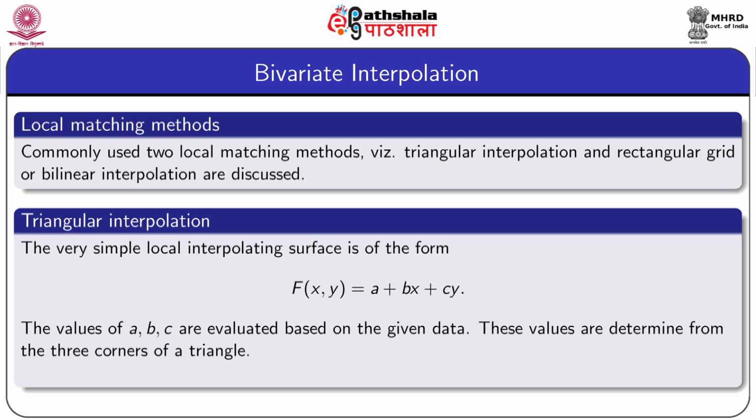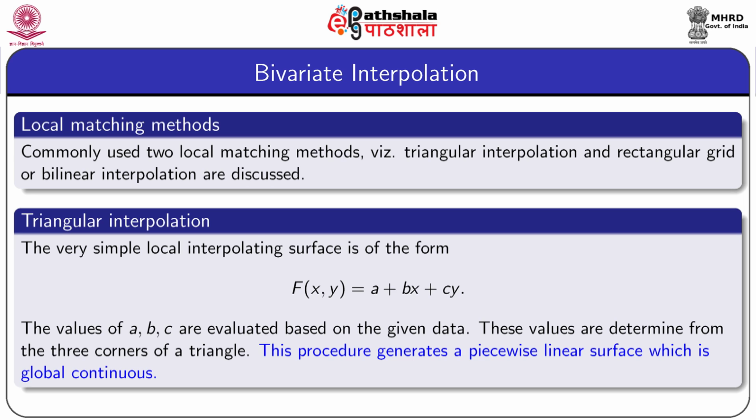This is a very simple local matching interpolation method, and for this case we assume a local interpolation surface of the following form, capital F of x y equal to a plus b x plus c y. The values of the constants a, b, c are evaluated based on the given data. These values are determined from the three corners of a triangle. That is why this method is known as the triangular method or triangular interpolation method. This procedure generates a piecewise linear surface which is globally continuous.